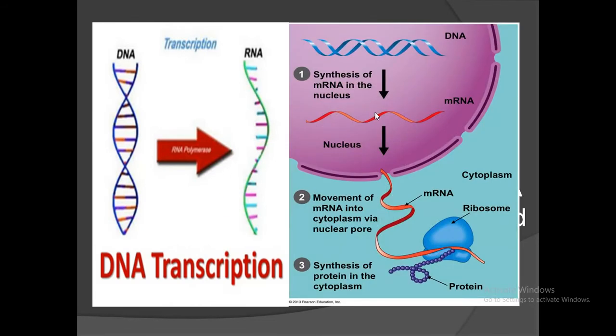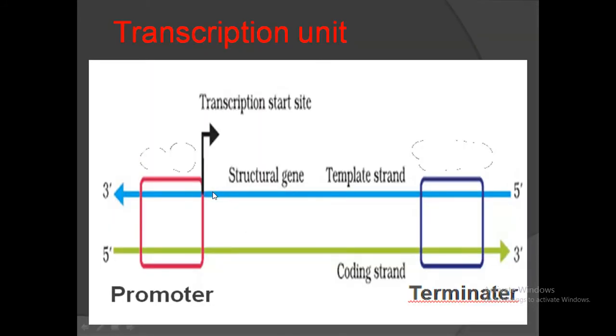After mRNA formation inside the nucleus, the mRNA moves through the nuclear pore and reaches the cytoplasm. Based on the information on mRNA, the ribosomes produce proteins. This is a structural gene. This is the beginning of the structural gene. That is the beginning of transcription. Transcription begins at the beginning of the structural gene. This is the end of the structural gene, where transcription ends.